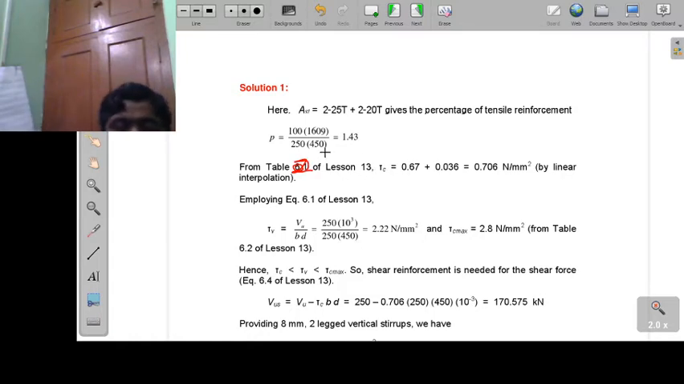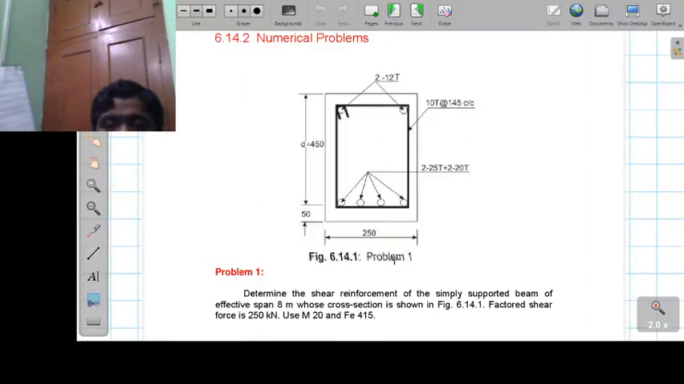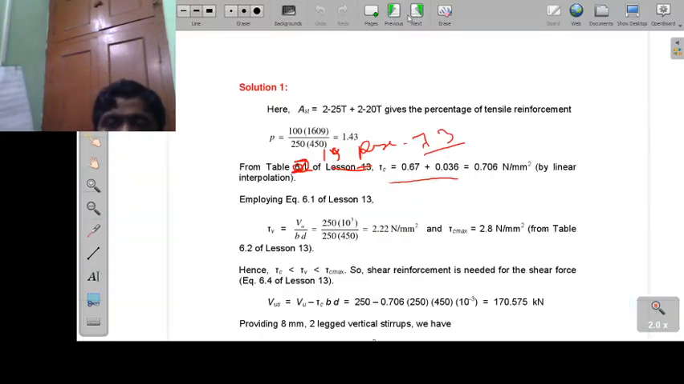The table number 19. If we refer code book table number 19, it is given in page number 73. We can do the interpolation to find out the tau c. Since in our case we are using which grade of concrete? M20 grade of concrete, it is said. So for M20 grade of concrete, we have to find out the value of tau c.